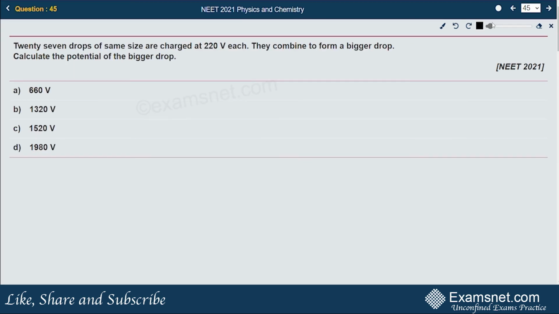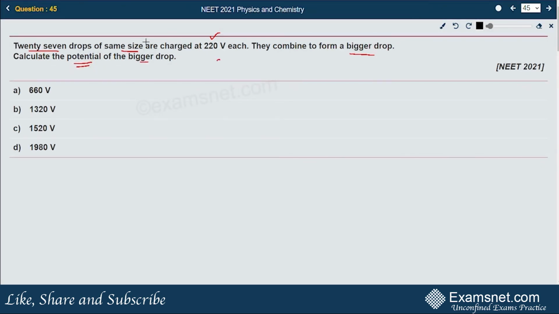Question number 45 is from the chapter Electrostatic Potential and Capacitance, and the question is: 27 drops of the same size are charged at 220 volt each. They combine to form a bigger drop. Then calculate the potential of the bigger drop.